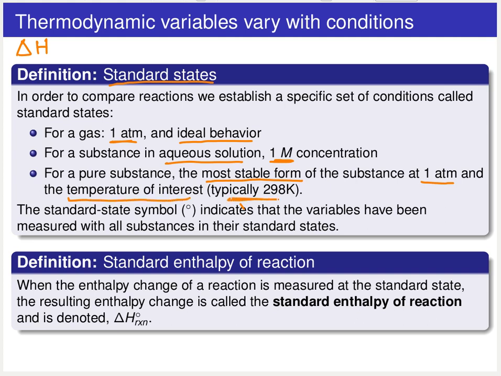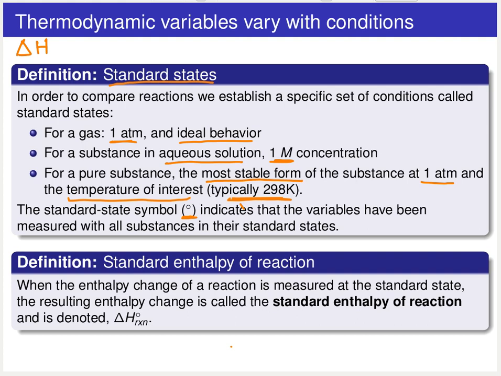What we're going to use for this course, and what's oftentimes used in literature, is a temperature of 298 Kelvin, right? And whenever we're in the standard state, we're going to use this little degree symbol to indicate that whatever quantity we're referencing with that degree symbol has been measured with all of the substances in their standard state.